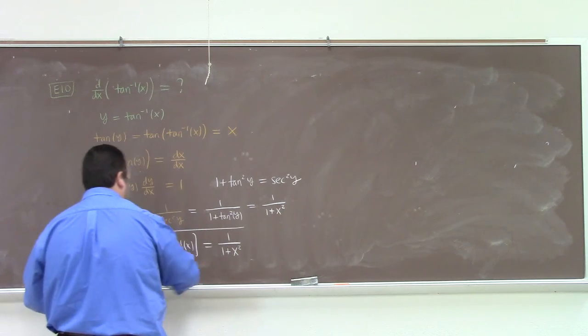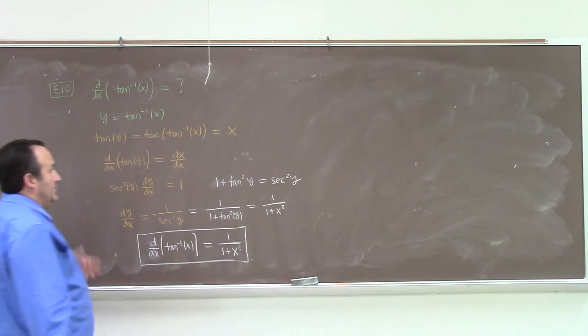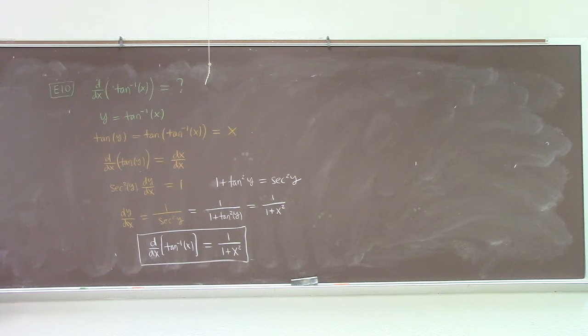And this technique that I've just shown you, we're going to be able to use to calculate the derivatives of inverse sine, inverse cosine, inverse hyperbolic cosine, the natural log, all of the inverse functions we don't have derivatives for yet. We can use this technique to calculate their derivatives. So, to me, this is one of the major applications of implicit differentiation.